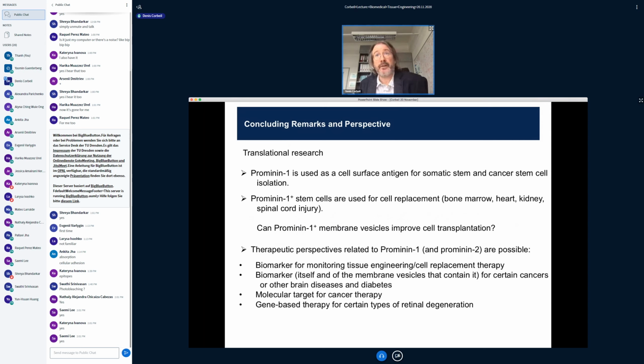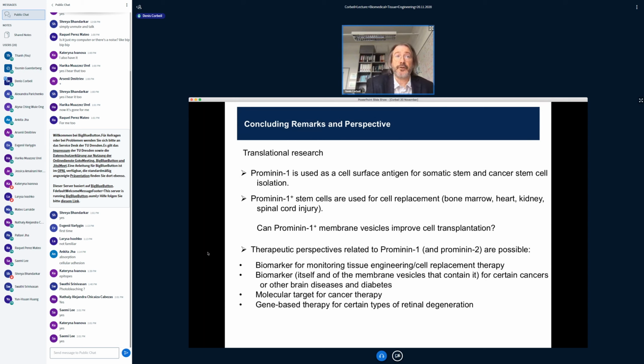There are also a lot of papers about the heart. They can inject bone marrow-derived hematopoietic cells, and they can help the heart recover after an attack. They can maybe also play a role in the kidney, or more importantly, spinal cord injury. That's more of a question. We are talking about replacement based on prominin-positive stem cells, but maybe the vesicles containing prominin-1 can also be important for stem cell transplantation. We know very little about that. It's totally a field which needs to be explored.